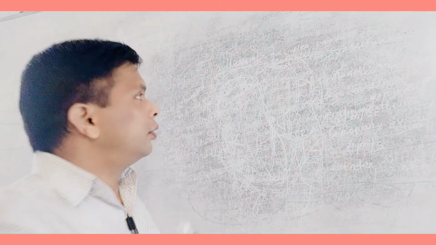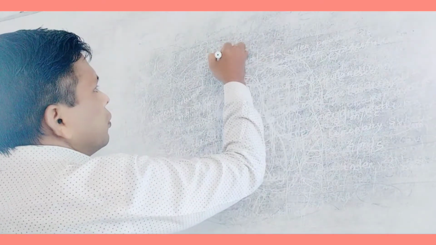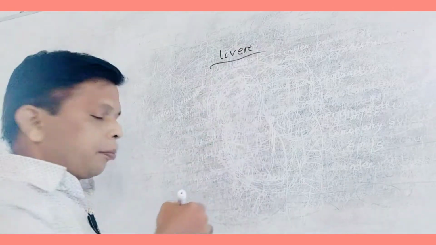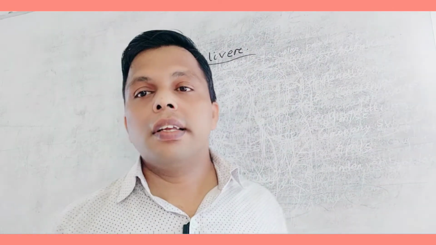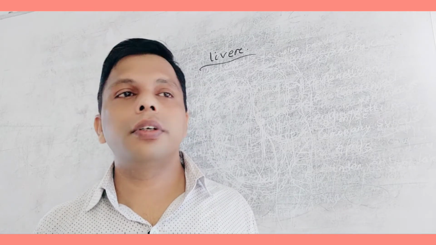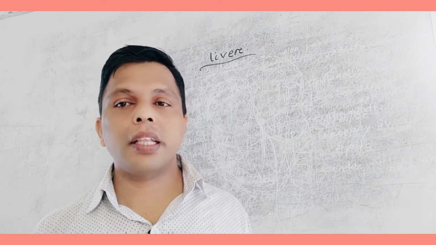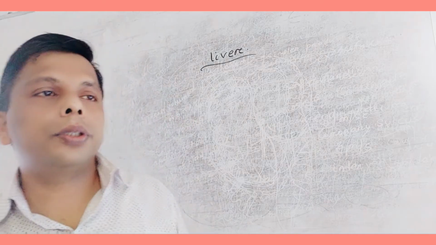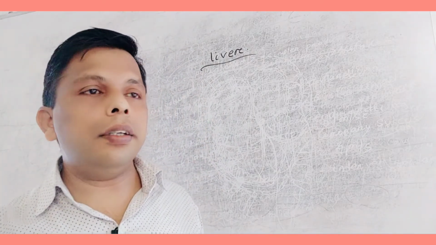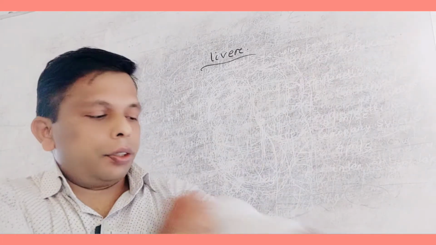So come to the structure of the liver. This liver is the largest gland of the human body. Let's discuss its position, then its blood supply and function.